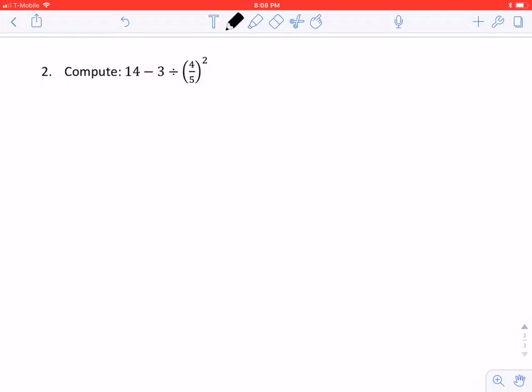And I'm gonna do problem number 2, which is order of operations. We have an exponent, we have division, and we have subtraction here. We know that the first thing that we do is the exponent. And what is 4 over 5 to the second power? It is only 4 over 5 times 4 over 5. 4 times 4 is 16. 5 times 5 is 25. We solve the operation that has the exponent there.